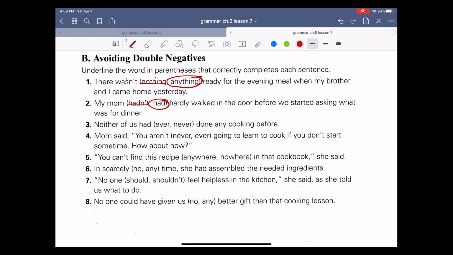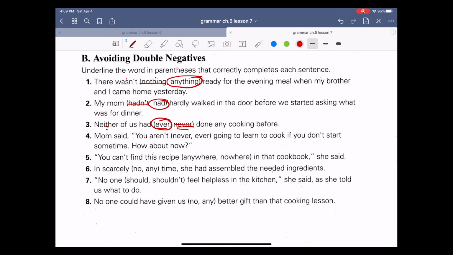Number 3, neither of us had never. Neither is a negative, so we can't use never. We have to use ever. Neither of us had ever done any cooking before.